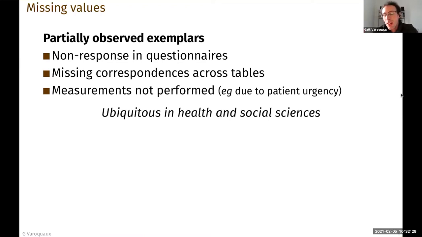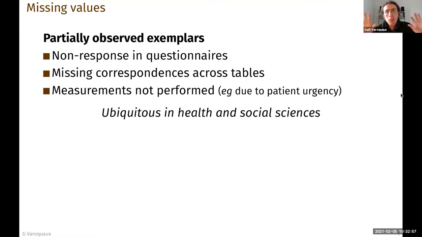A very typical situation is if you do social sciences and you use questionnaires to acquire data. You have people fill in the questions, and well, some people will not fill in fully the questionnaire. So that's the first example.